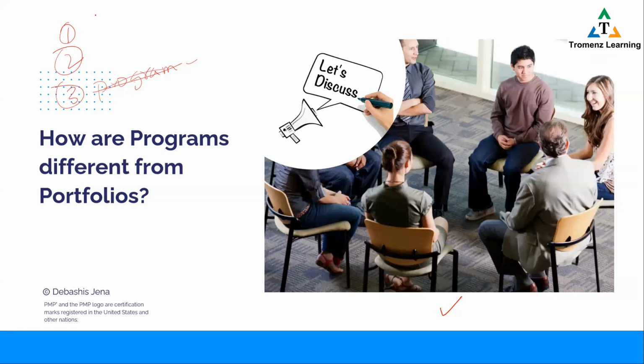So here's the one major difference. The difference is temporary versus permanent. I'll just write in brief. I hope you understand. So I repeat, what I meant is programs are temporary, while portfolios are not temporary. They are permanent. Major difference. One more big difference. Anyone?